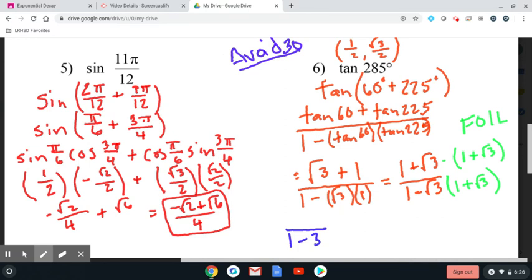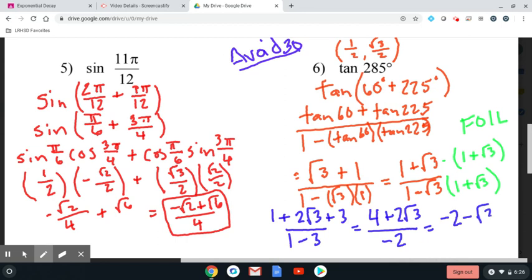If we look at the top, our first terms give us 1. Our outside gives us root 3, and our inside gives us root 3, so we can add those two like terms together to get 2 root 3. And then our last terms give me a positive 3. So when we add like terms, the numerator should be 4 plus 2 root 3 over negative 2. Then we look to reduce, and this one's going to switch the signs as well because our denominator was negative. So when we reduce, we end up getting negative 2 minus root 3 as our final answer.